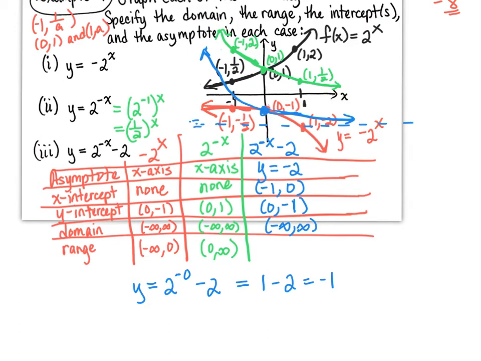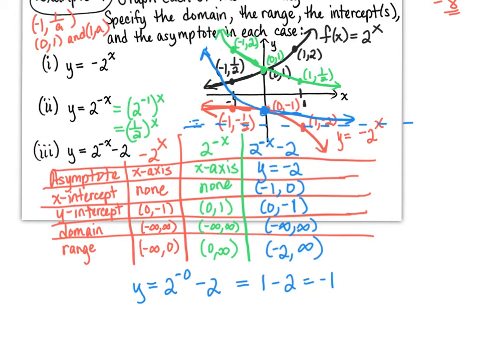So the dashed line is your horizontal asymptote. And what's your range? Negative 2 to infinity. Very good. What questions do you have?